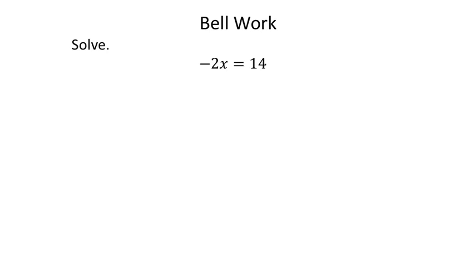Okay, we got this bell work to solve, negative 2x equals 14. To solve this one, we're just going to make that a 1x instead of a negative 2x. So this is what we want. And the 1 is called a coefficient. It's the number being multiplied by a letter. Right now the coefficient is negative 2. We're going to force it to become a 1, and we use the principle of equality to do that.